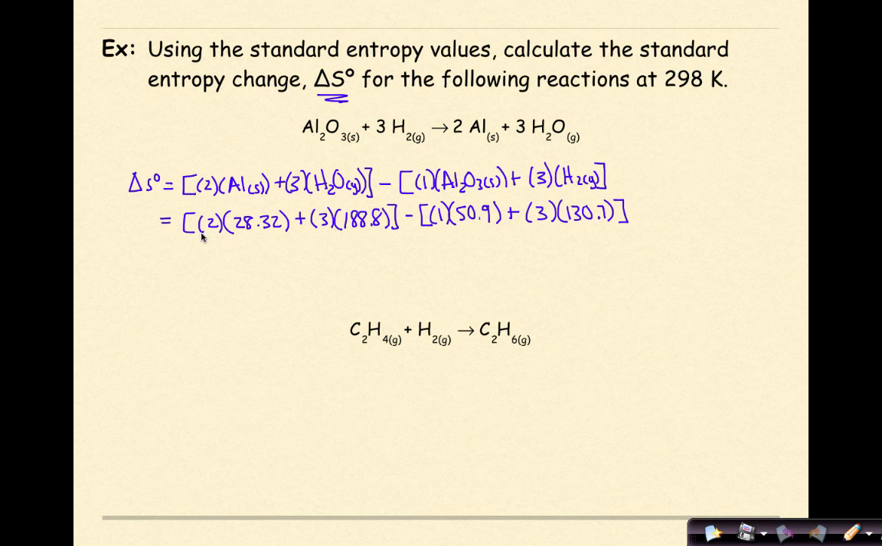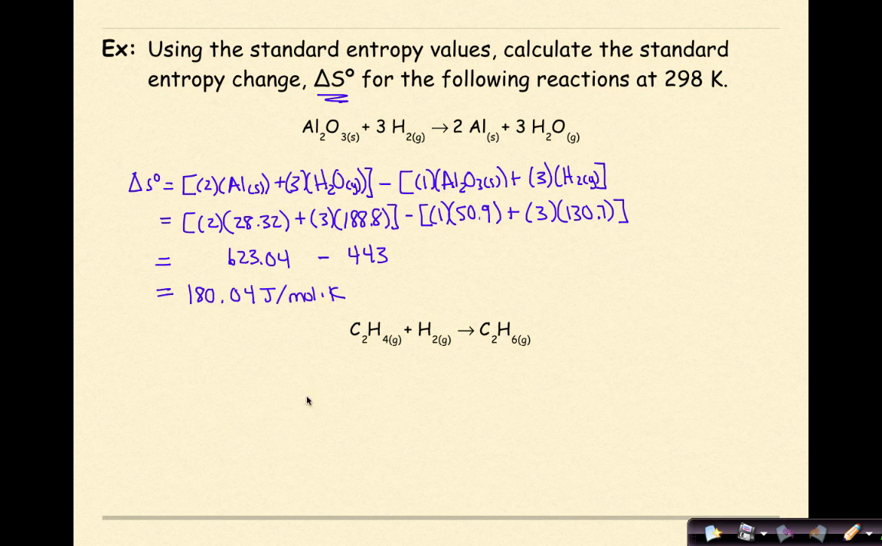Now what I'm going to do is go through the process of multiplying, adding, and subtracting to find my overall delta S value. I find that when I take my products and I multiply and add them together, I get 623.04 minus 443, which represents my reactants multiplied and added together. This will give me a final value of 180.04 joules per mole Kelvin.